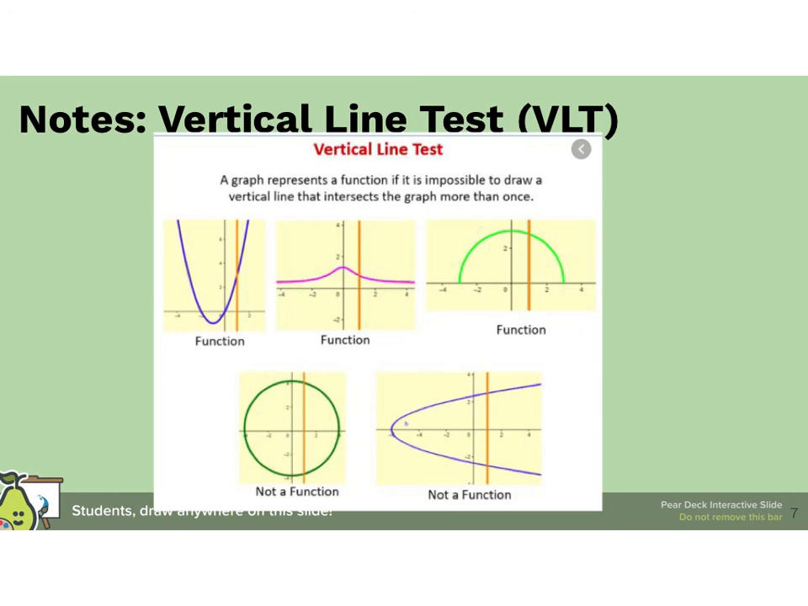On the next slide, we have a table just to kind of give you a visual of what the vertical line test is. We have a bunch of things that are functions because the vertical lines are only touching the graph in one place. And then down here, these are not functions because on a circle, it can touch twice. And just like this parabola on its side, it can touch 2 times.